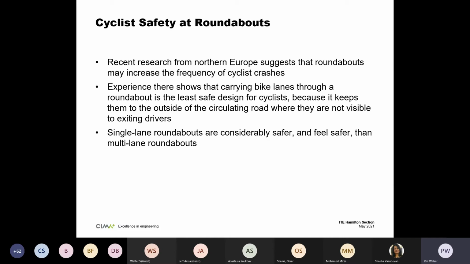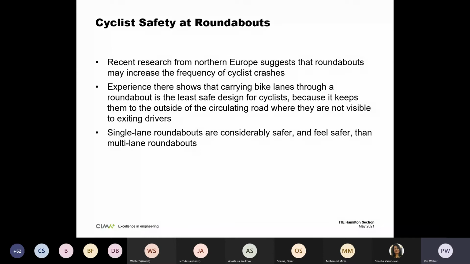The research has always been a little bit inconclusive in this area. Some research said that roundabouts decrease cyclist crashes. Some research said they increase. So it's always been inconclusive. But some of the more recent research is saying that roundabouts are not as favorable to cyclists.